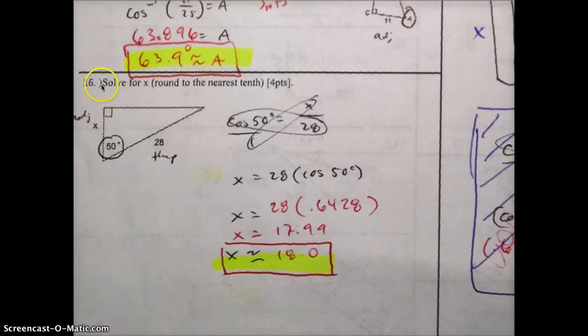Question number 16, solve for x. Start at your angle, identify what you have. You don't have the opposite, you have the adjacent, you have the hypotenuse. So you'll have cosine of 50 equals the adjacent over the hypotenuse, which is x over 28. Here you're just going to cross multiply, and when you multiply, you'll get 17.99. Remember, you're rounding to the nearest tenths, which would be 18.